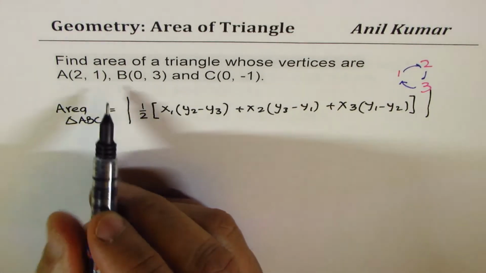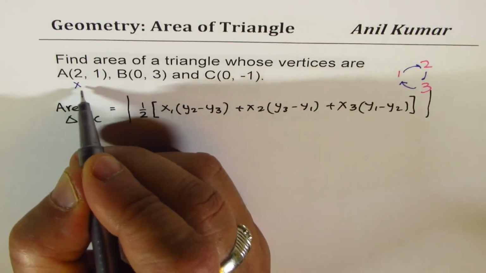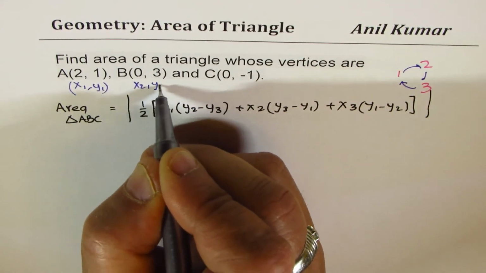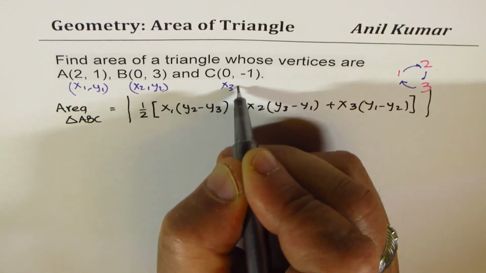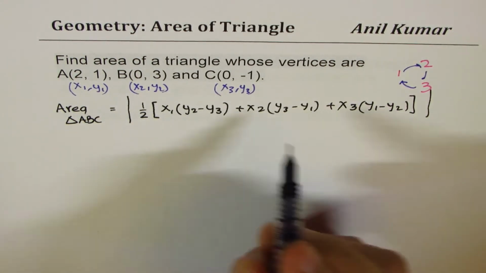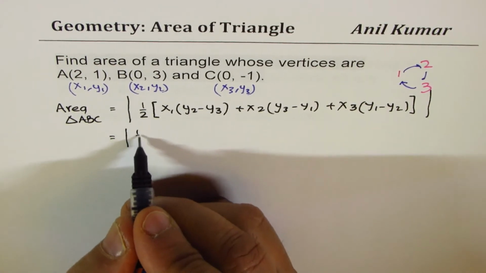Perfect. Now, you could treat in any order, but I prefer to write like this: this is x1, y1, correct? This is x2, y2 for you. x3, y3. Right? So these are the points. Substitute their values. Simple as that. So we are always taking a positive value.